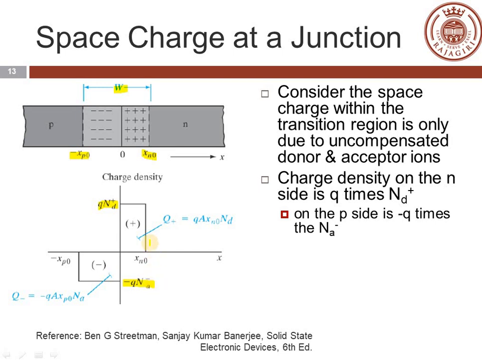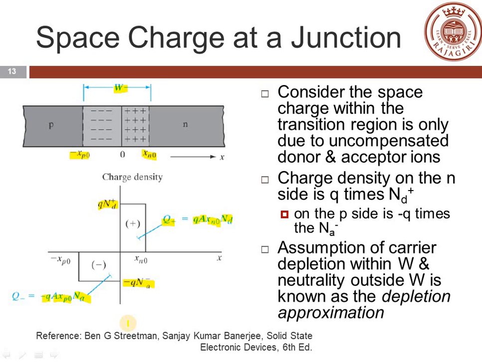Now, the total charge inside this particular area will be Q plus equal to charge Q into Nd. That is the charge density. Then area into the length of the transition xn0 towards the N region. Similarly, on the P side it is minus Q into Na, then area into the length of the transition region on the P side, that is xp0.